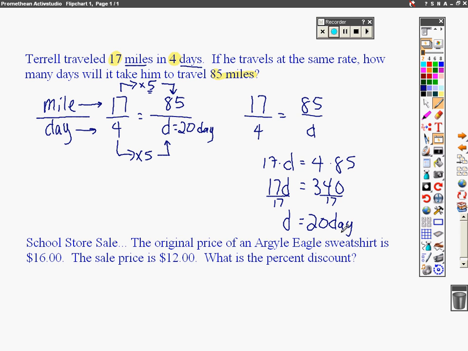All right, so there's a couple of strategies you can use to solve word problem proportions.